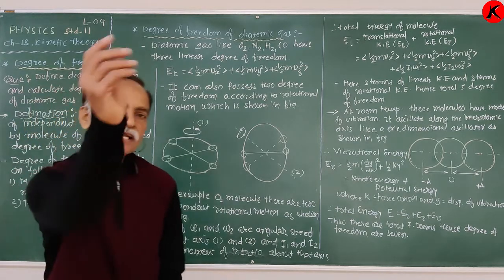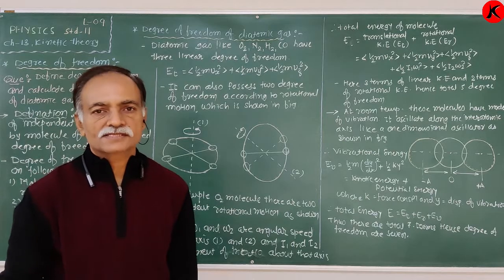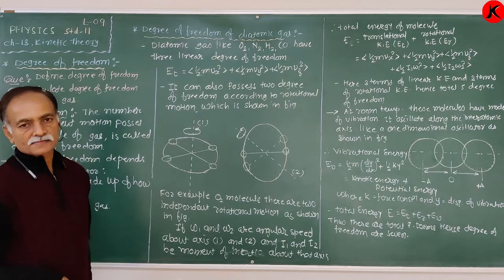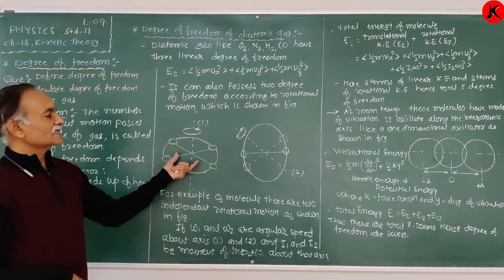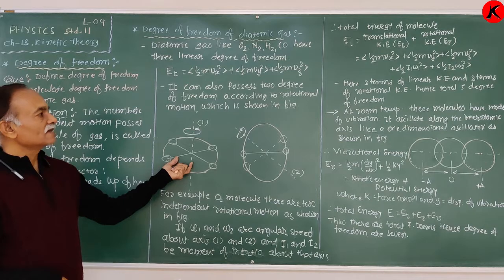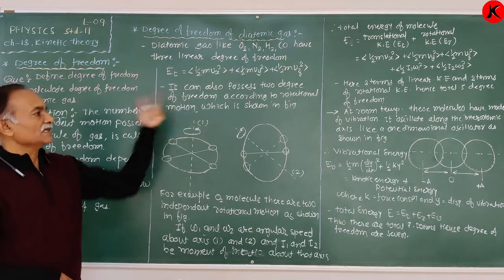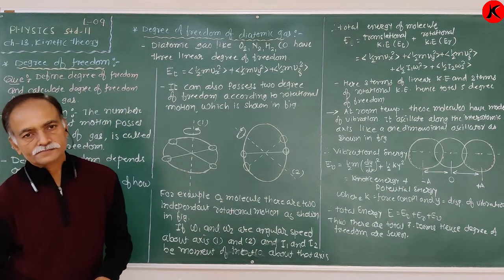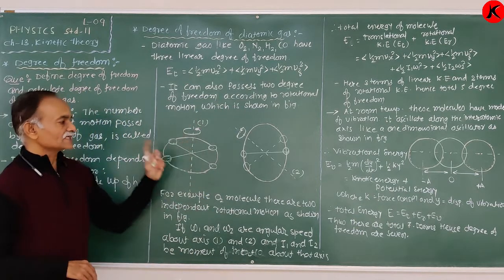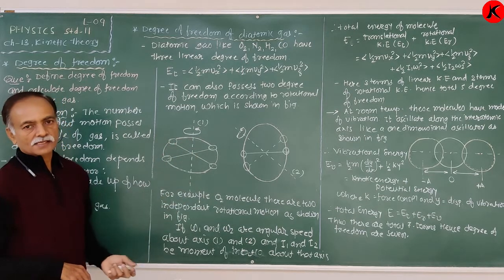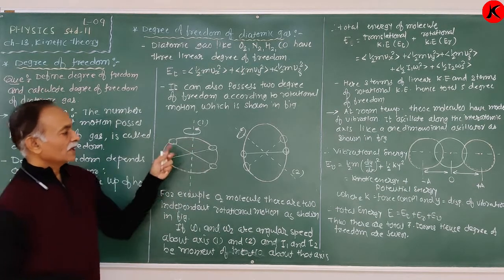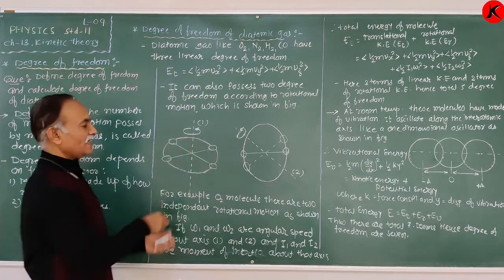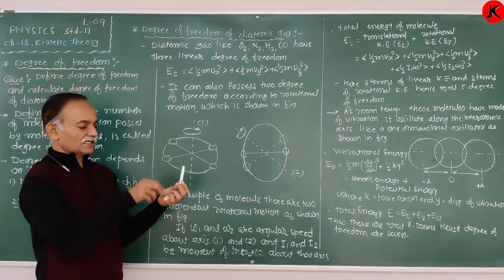Here the molecule of oxygen is made up of 2 atoms. These 2 atoms are separated by a finite distance. So this diatomic molecule of oxygen produces linear motion plus rotational motion, as shown in the figure. Here there is one rotational motion in this way.